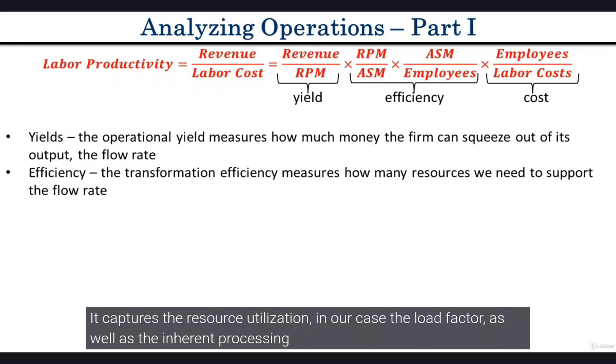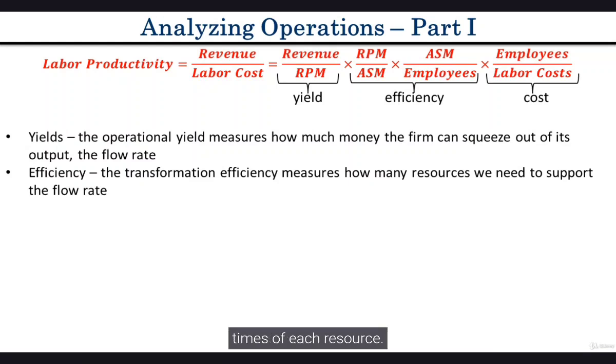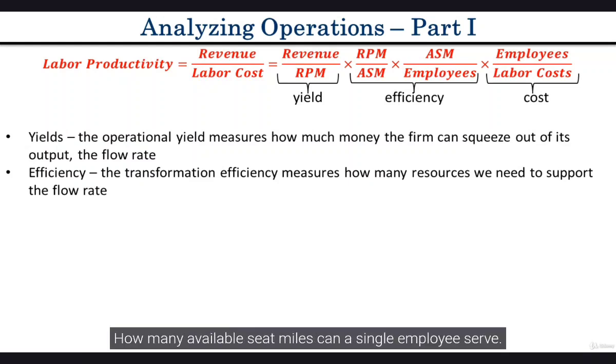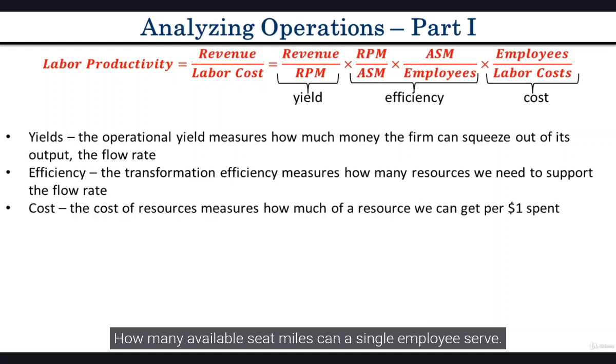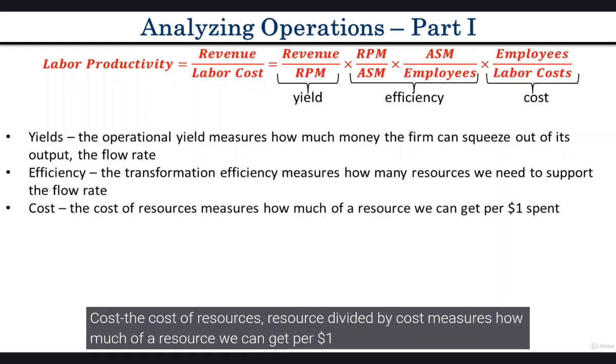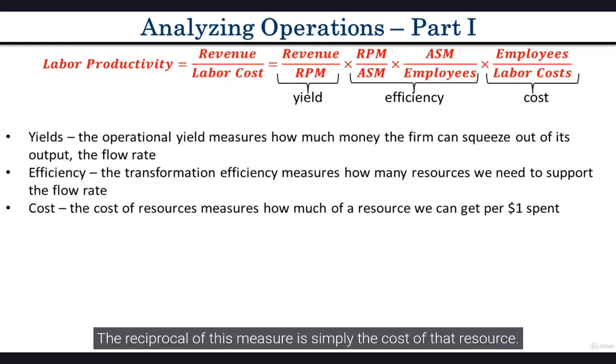It captures the resource utilization, in our case the load factor, as well as the inherent processing times at each resource. How many available seat miles can a single employee serve? Cost, the cost of resources, resource divided by cost, measures how much of a resource we can get per $1 spent. The reciprocal of this measure is simply the cost of that resource, for example, the average yearly salary of an employee.